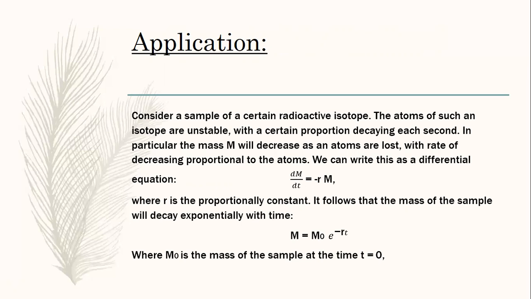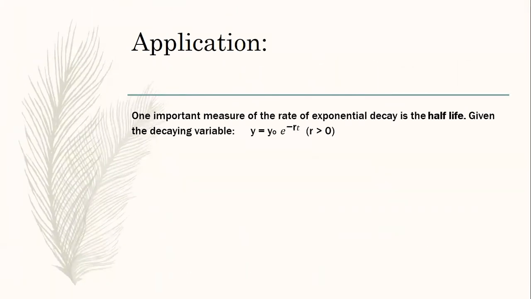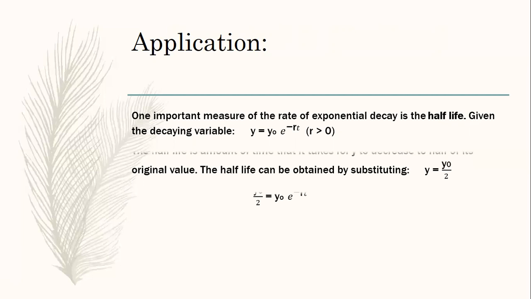m equals m naught e raised to the power minus rt, where m naught is the mass of the sample at the initial stage, at t equals 0. One important measure of the rate of exponential decay is the half-life. Given the decaying variable y equals y naught e raised to the power minus rt, firstly I would like to tell you about the half-life.